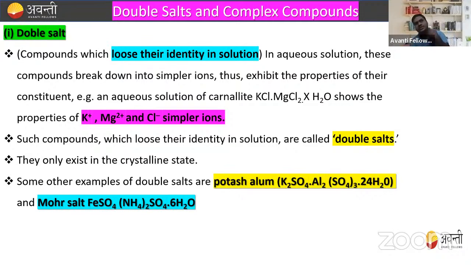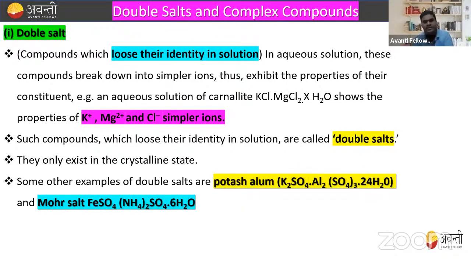So basically, when the salt dissolves in aqueous solution, it loses its identity. It means they will give different ions, right? So these compounds break into simpler ions, and thus exhibit the properties of their constituents. Like an aqueous solution of carnallite gives us potassium plus, magnesium 2 plus, and chloride ions. Such compounds which lose their identity are called double salts. Always remember this. They only exist in the crystalline state.